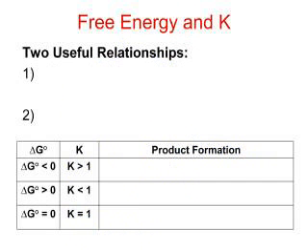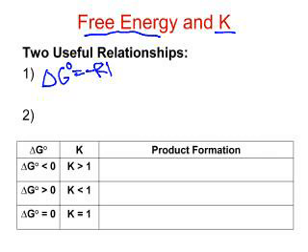Now we've been talking a little bit around equilibrium constants and equilibrium. So free energy for a process and the equilibrium constant are related. There are two useful mathematical relationships you should take down about free energy and equilibrium. The first is extremely important. The change in free energy for a chemical process is equal to negative R times T times the natural log of K, the equilibrium constant.